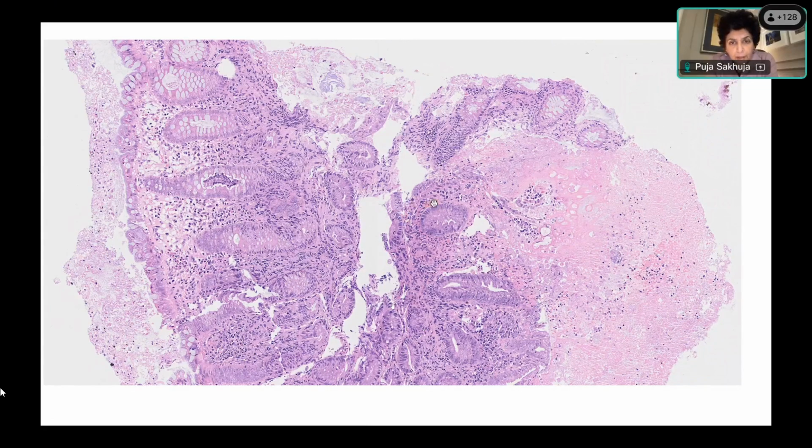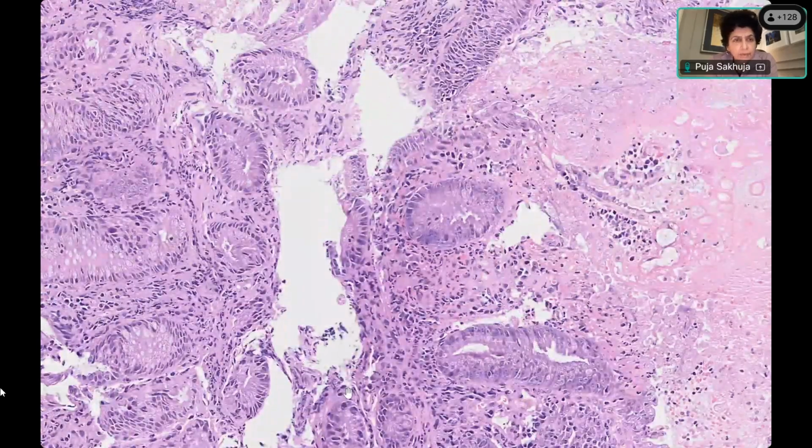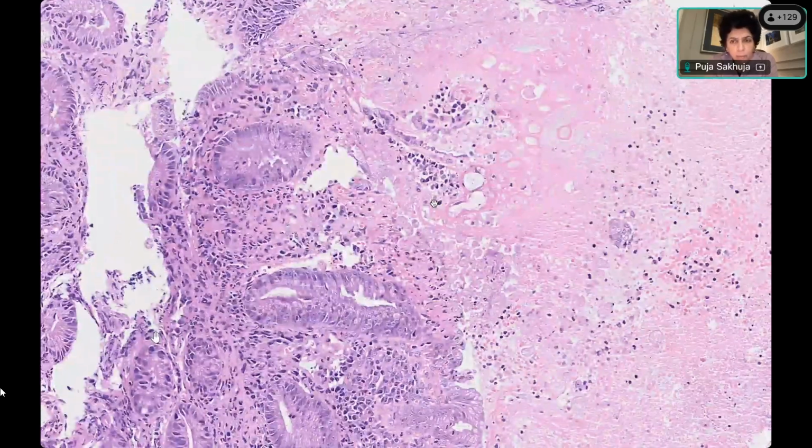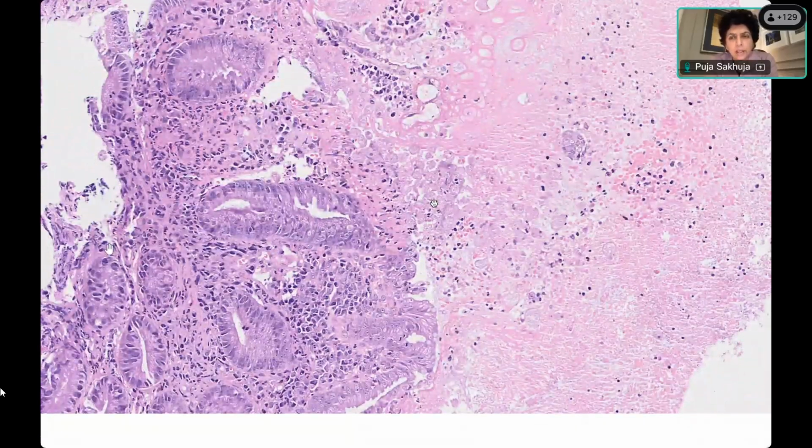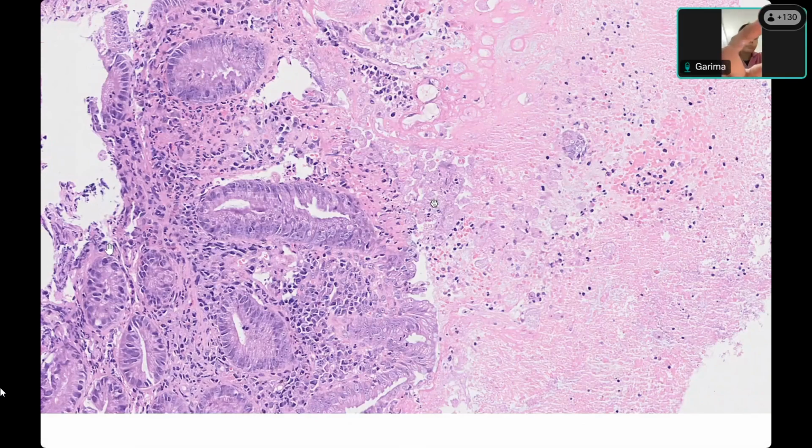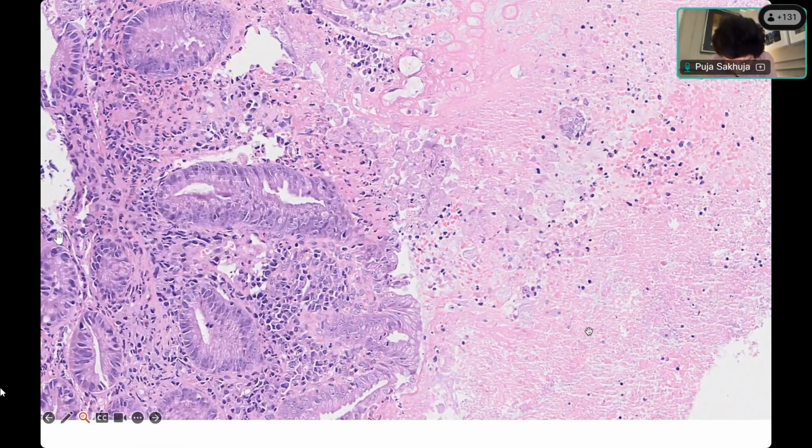So you can enlarge the slides, na? Like this when you get them on your PowerPoint. Anything you're seeing here in this field? Have you written anything else when you initially saw the slide, Garima? No, ma'am. Okay. Now what are you seeing in this field? Anybody else has seen anything else in this?